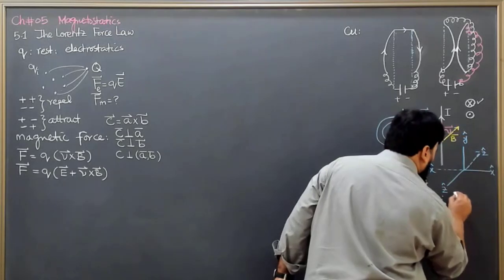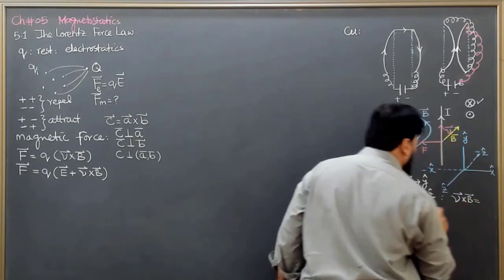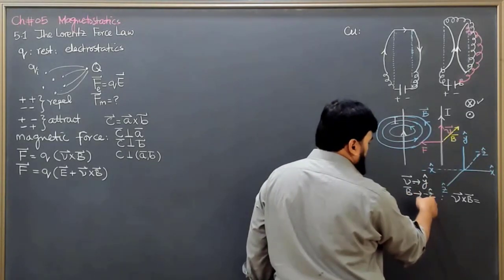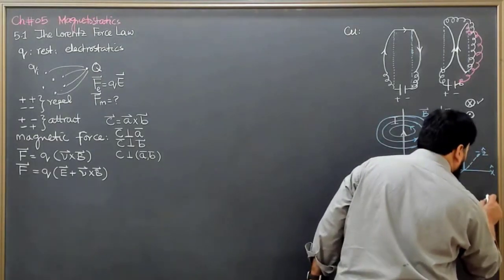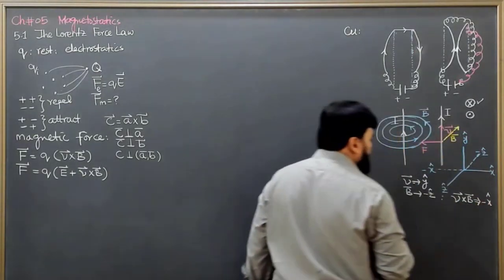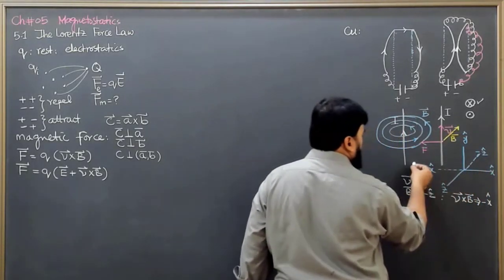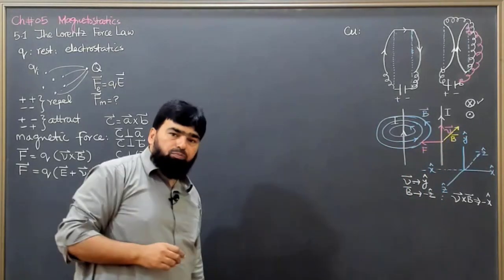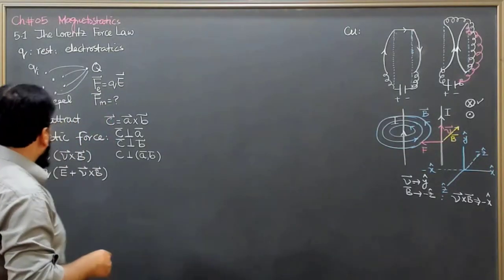And what about V cross B? This V cross B, when y cross z gives x, so with minus z it gives minus x. So it is in the minus x direction. Minus x is in this direction, and this would be the direction of the force. So the force is in this direction.